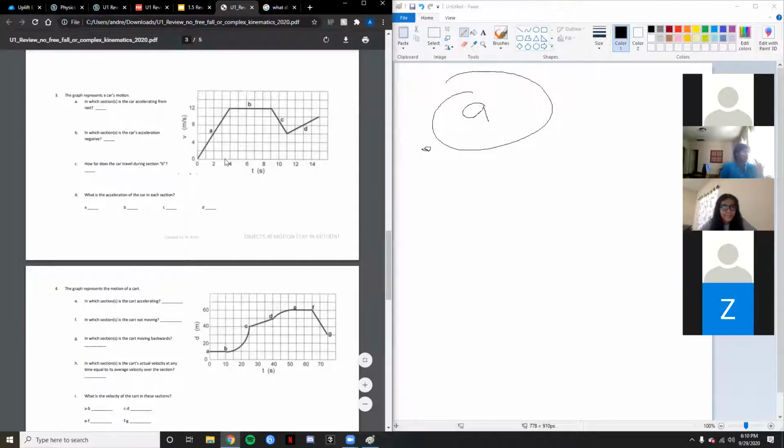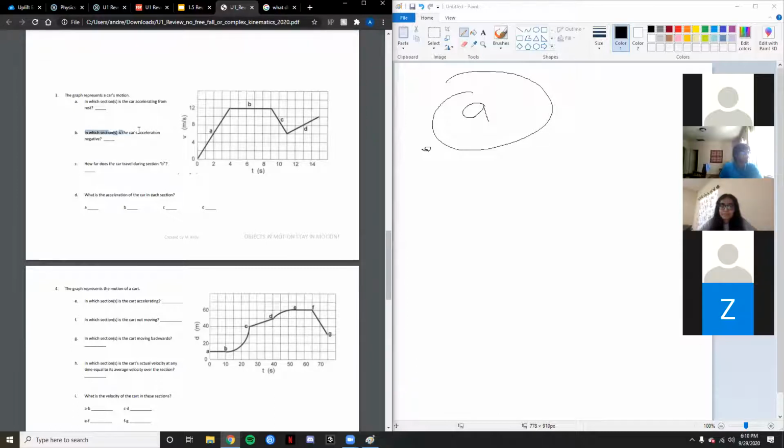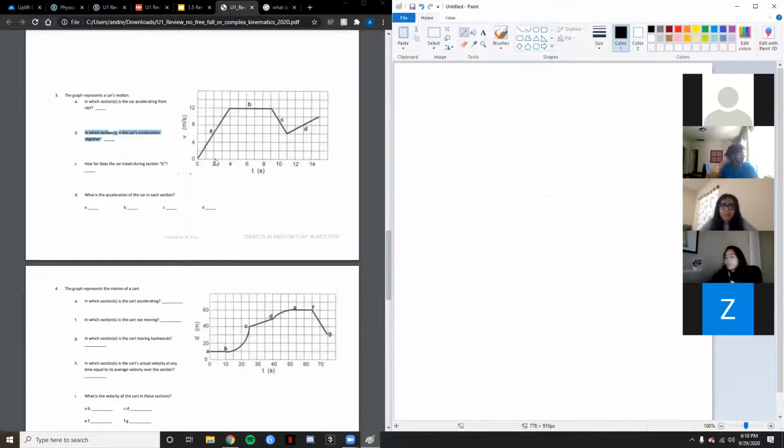So when you're looking at a velocity time graph, the slope is telling you acceleration. Look at B. It's asking in which sections is the car acceleration negative. Then you would just say C, whereas part A would be A, C, and D. For a velocity time graph, as it's moving away from the point, it's accelerating. It's speeding up.